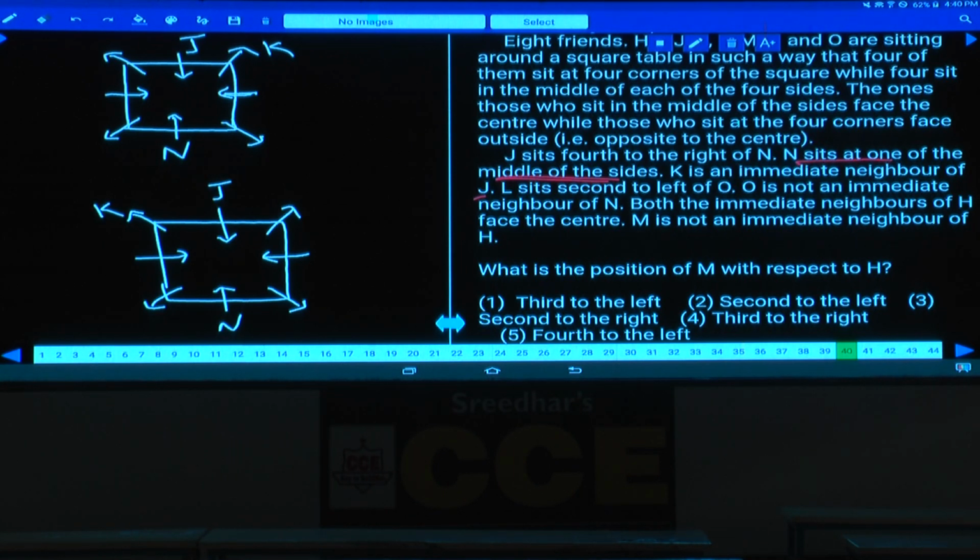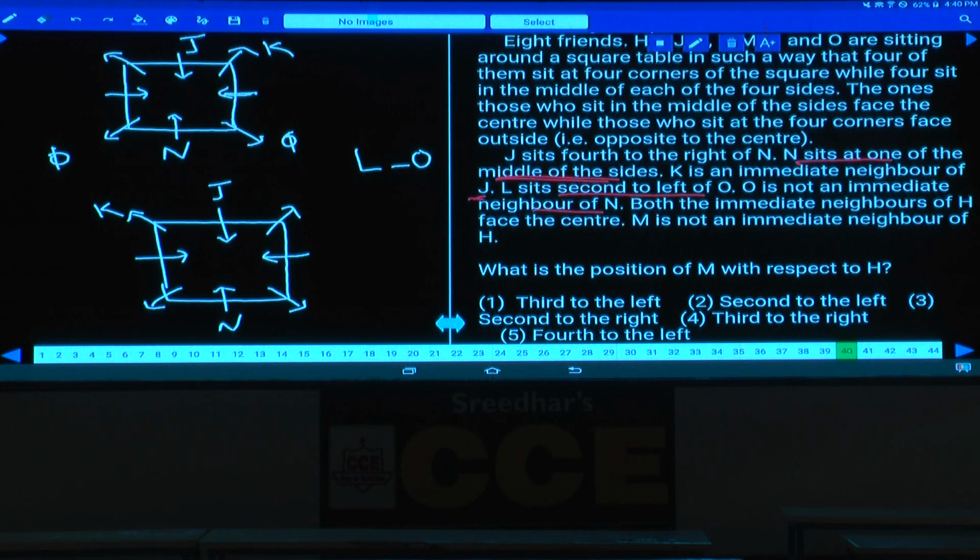There are 2 possibilities to this K. Then K is an immediate neighbor of J. L sits second to the left of O. L is seated second to the left of whom? O. O is not an immediate neighbor of N. As O is not an immediate neighbor of N, O cannot be here, cannot be here, isn't it?